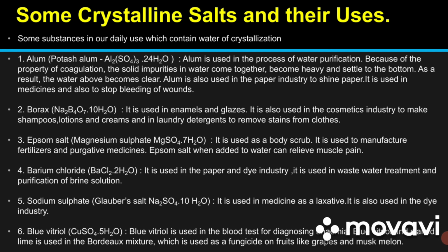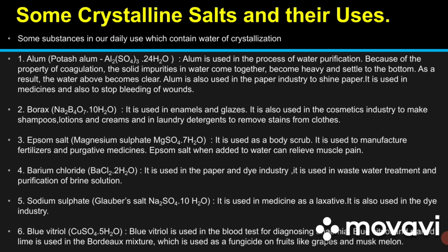Alum is also used in the paper industry to shine paper. It is used in medicines and also to stop bleeding of wounds. Borax, molecular formula Na2B4O7.10H2O. It is used in enamels and glazes.